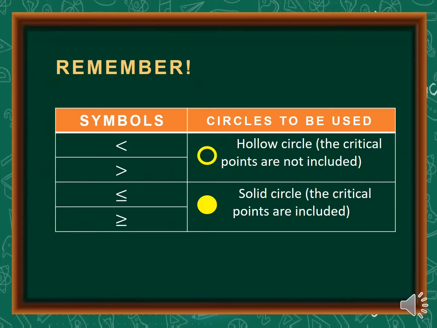To have a better understanding of the illustration of an inequality, you have to remember the following symbols and the circles to be used. If the symbols are less than and greater than, you will use the hollow circle, which means that the critical points are not included. So, hindi kasama, or hindi kasali, or hindi kabilang. While, if the symbols used are less than or equal and greater than or equal, the circle to be used is the solid circle, which means that the critical points are included. Kaya nga, yung statement na equal, kasali. Less than or equal, mas maliit o equal mismo doon sa critical point na yon. So, the critical points are included. These are the things that you have to remember in illustrating your inequality.